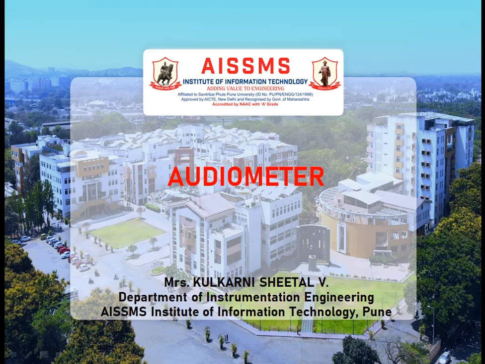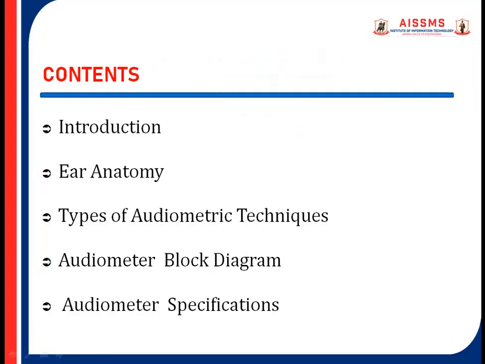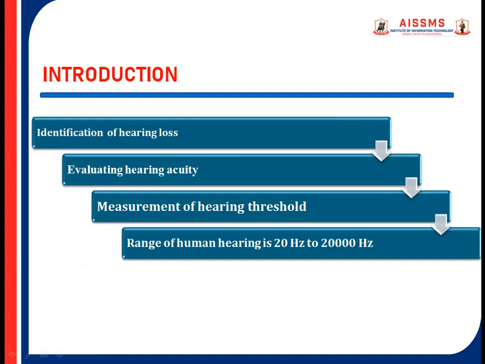In this session, we are going to discuss Audiometer. These are the listed contents which we are going to cover in this session. Audiometry is a technique used to measure the ability to hear sound. Also, for the evaluation of hearing acuity, it measures the hearing threshold. The human range of hearing is 20 Hz to 20,000 Hz.